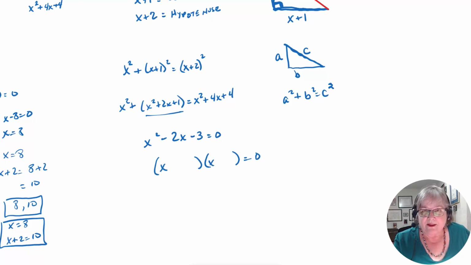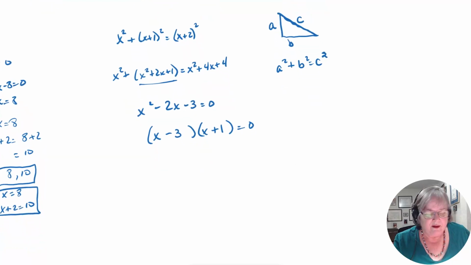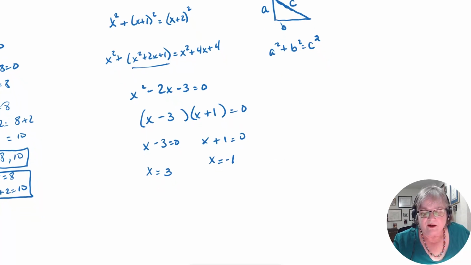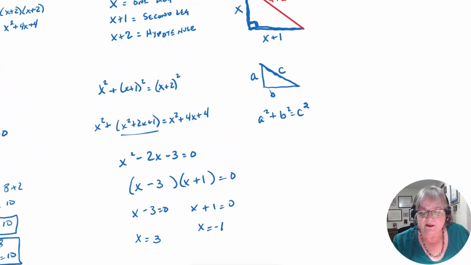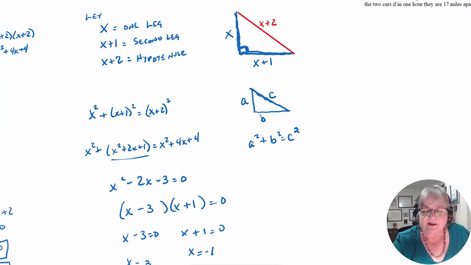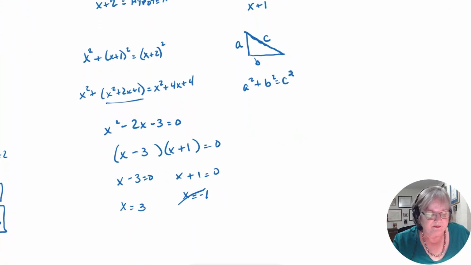Right, what multiplies to negative 3 and adds to negative 2? How about negative 3 plus 1? So x minus 3 is 0, or x plus 1 is 0. X is negative 1. X is 3. Now, can I have a side, because this negative 1 says that this side right here would be negative 1. Can I have a side that's a negative length? No. So this one's out.